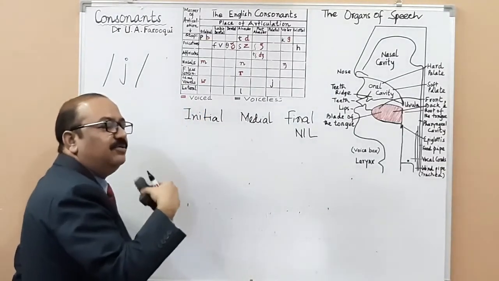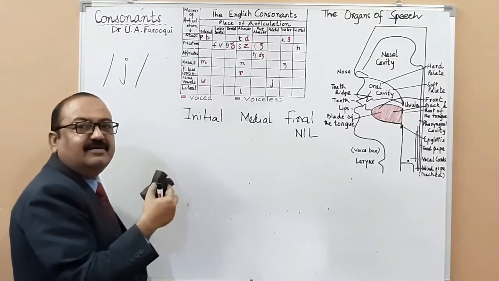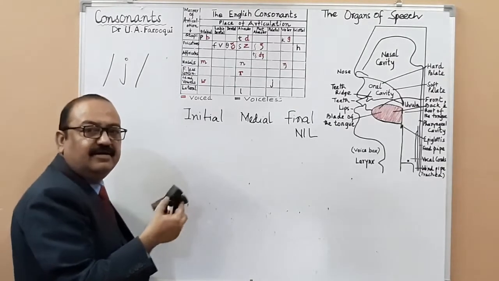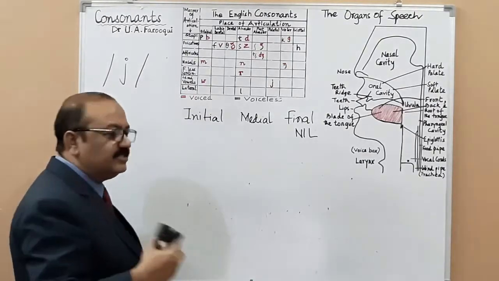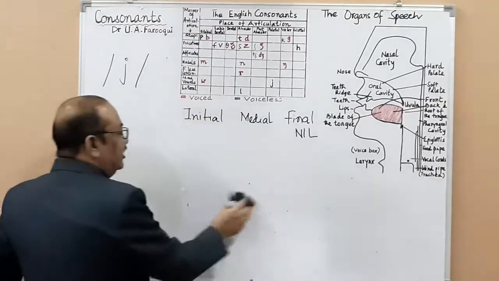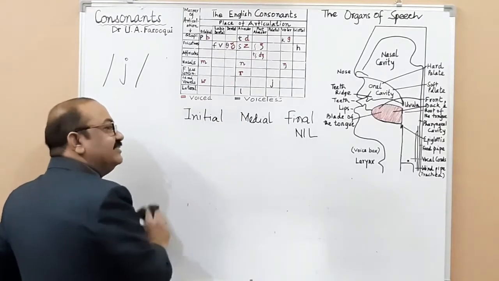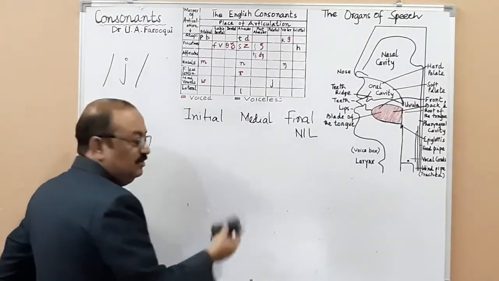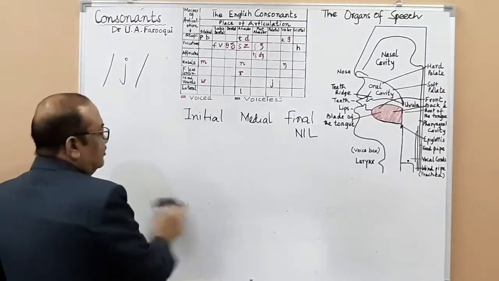La, in a way you roll a little, as you do with R. Ra, la, and the air is released through the sides of the tongue. And when air releases through the sides of the tongue, you call it a lateral sound. And when it doesn't release through the sides of the tongue, meaning it is not lateral, then it is a central sound. Central sound.